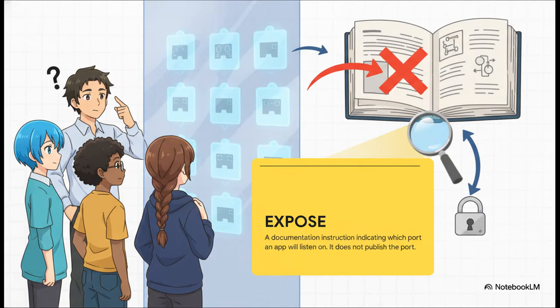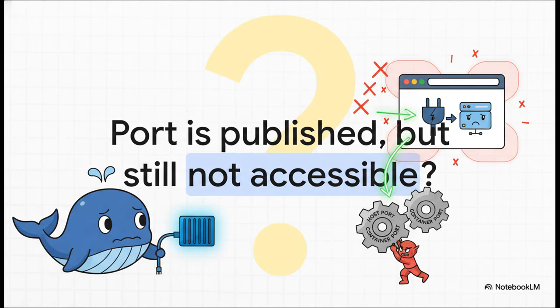The EXPOSE command in your Dockerfile does not open a port. It doesn't publish it, it doesn't make it accessible. Think of it as just a sticky note, a piece of documentation for yourself or other developers to see which port the app is supposed to use. It doesn't actually change the network configuration at all. So you're smarter than that. You know not to rely on EXPOSE.